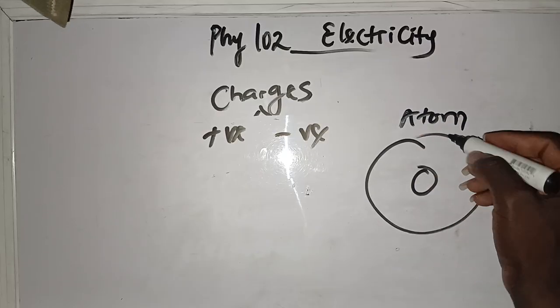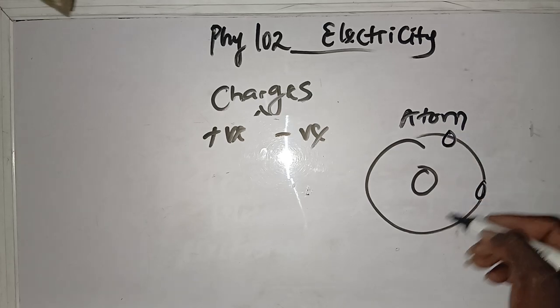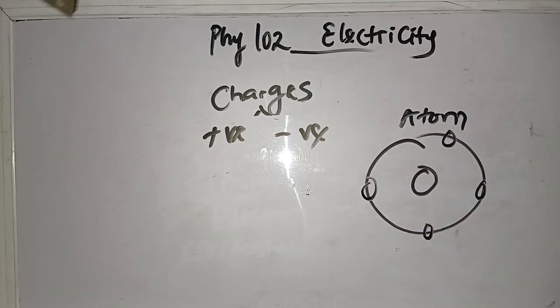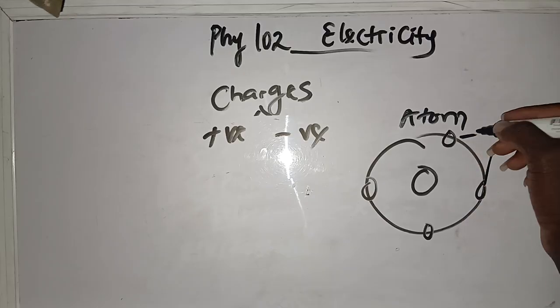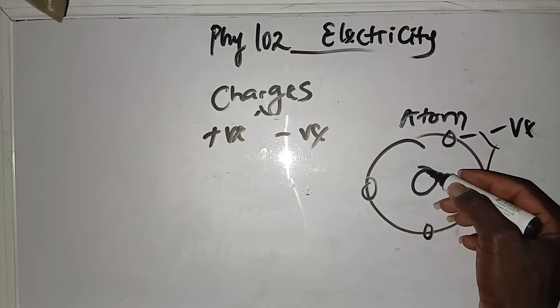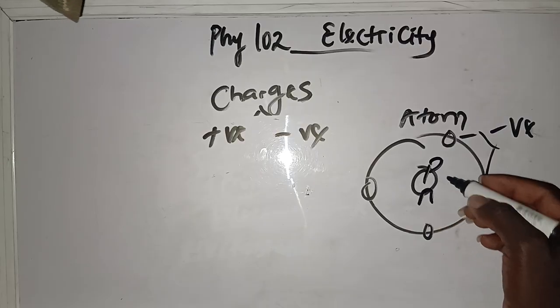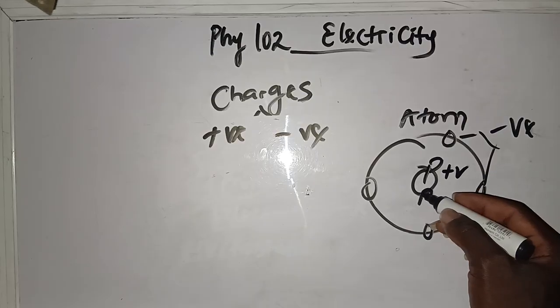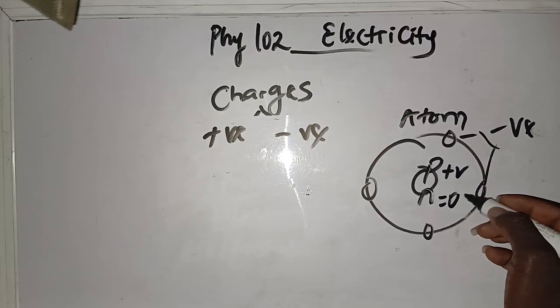Inside the atom, but outside the nucleus, we have the electrons orbiting the nucleus, which are the negative charge. And inside the nucleus, we have the proton and the neutron. This proton is the positive charge. This neutron is zero charge.